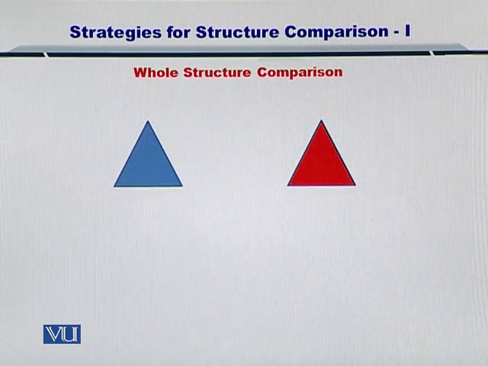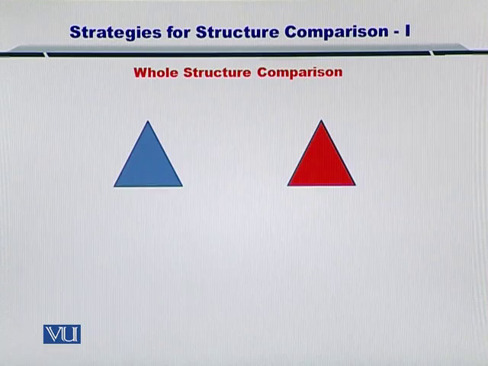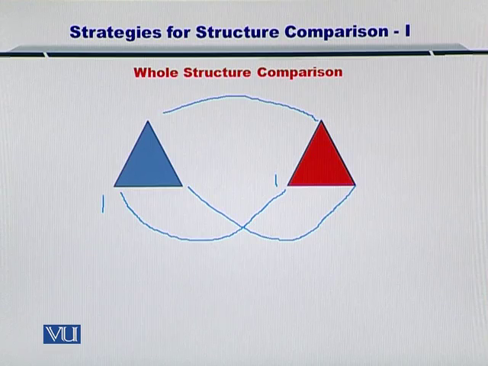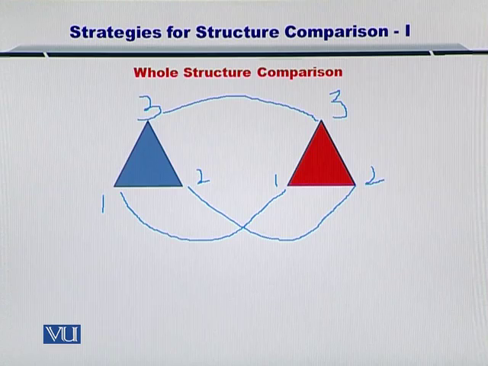In this example, I will talk about two proteins, the blue and red one shown here with triangles. So the first step in our strategy was to compare the alpha carbons and see which ones are corresponding to each other. So in this case, alpha carbon 1 corresponds to alpha carbon 1 on this, 2 corresponds to 2 here, and 3 corresponds to 3 in this protein.